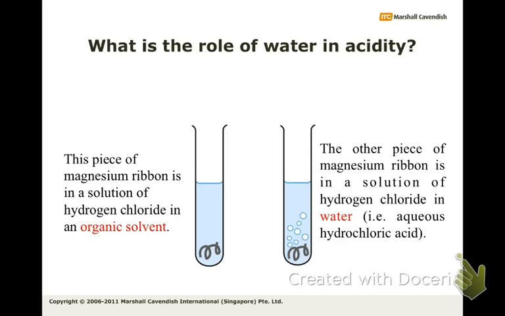So when scientists first discovered it, they found out, how come with hydrogen chloride, one is in water, one is in organic solvent? So they realized that the water will give you a special effect where it will release all the hydrogen ions. Remember again, for acids to work, the hydrogen ions must be active. That means they must be mobile.